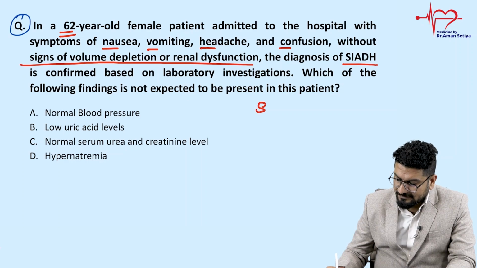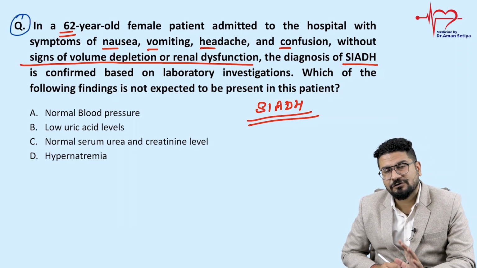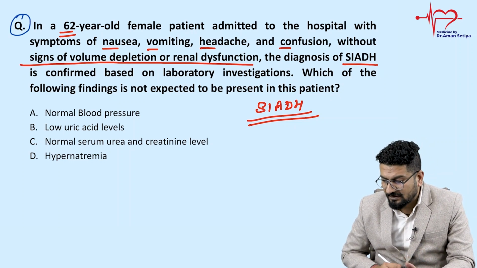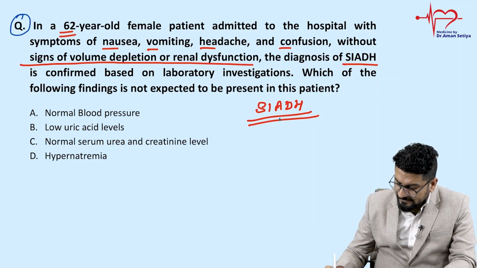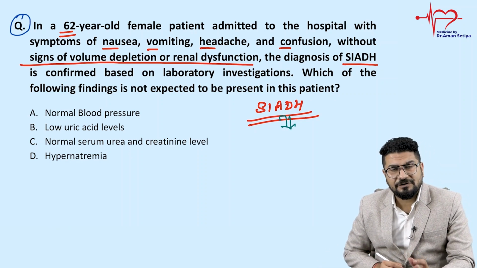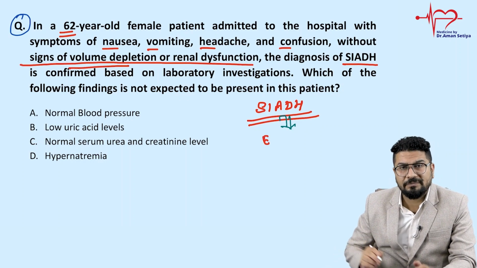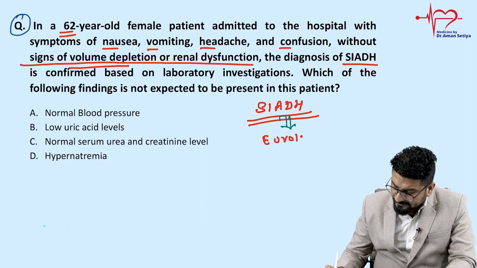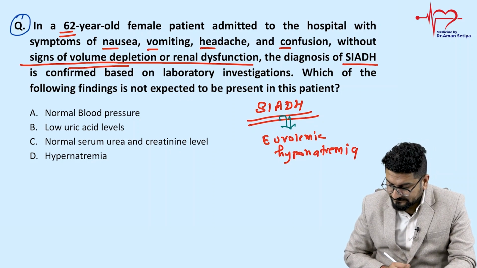So understand this. In SIADH, the first thing is to make a diagnosis of SIADH. There should not be any history of nephrotoxic drug exposure. There should not be prior kidney damage. There should not be a prior history of renal dysfunction. Whenever you have a patient of SIADH, the patient will be euvolemic. That's why it is written, no sign of volume depletion. So there will be euvolemic hyponatremia.